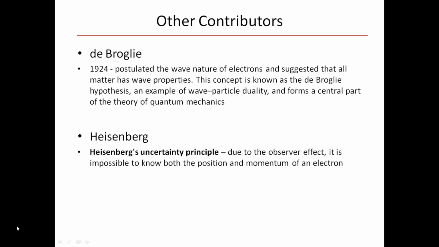Now, there are a number of other contributors that were occurring, and one of them that's key is de Broglie. And de Broglie stated that not only can light have wave properties and particle properties, but that all matter can. And in doing so, he opened up the idea for the quantum mechanical model. Okay, and as we stated already, Heisenberg contributed the uncertainty principle. Basically, the act of observing or measuring will change the position or movement of an electron, and so we can never know them with certainty.